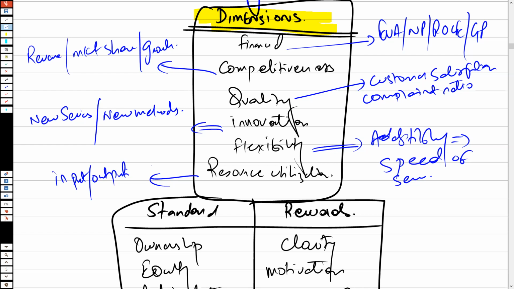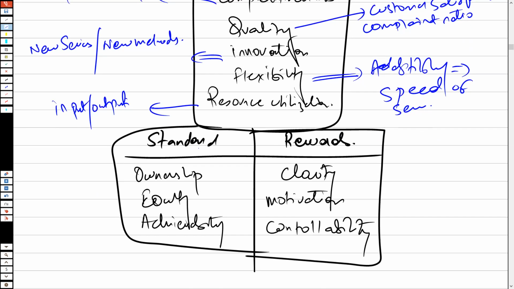Now what next is there? The next thing that you come across is basically the standard block. What does the standard block say? The standard block says that if you are setting the performance measure, just make sure that you comply with these standards.